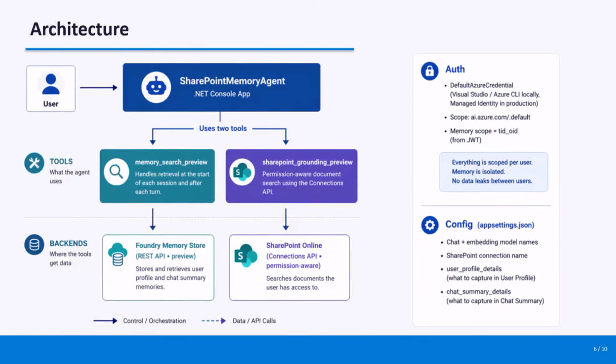Each of these tools routes to its own backend. Memory goes to the Foundry memory store, and SharePoint queries flow through the Microsoft 365 Copilot Retrieval API into SharePoint Online. What's nice is that all of this is just configuration. If you look in your appsettings.json, that's where everything is wired up. The model names, SharePoint connection name, and the two really important pieces, the user profile details and chat summary details. Those are what tell the memory system exactly what to extract and store.